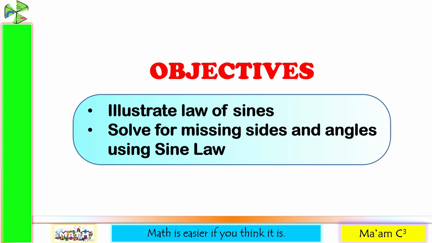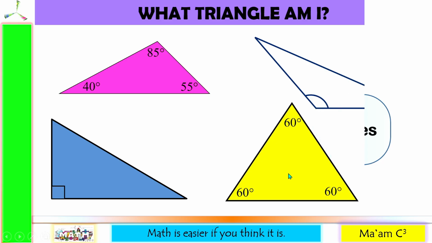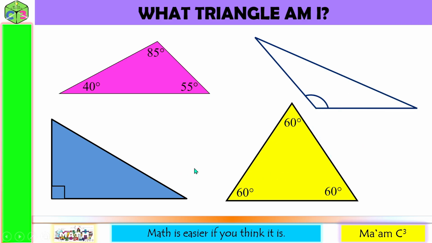Our objectives in this lesson are to illustrate the law of sines and to solve for missing sides and angles using sine law. Let's have a quick review. Determine what kind of triangle these are.